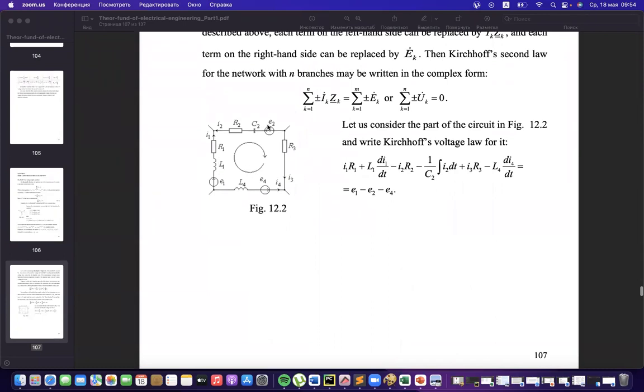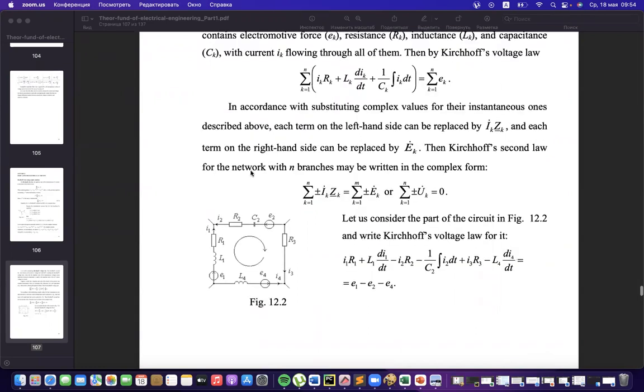Here, for example, in the form of a sinusoidal function, for 3 sources, you have E1, E2, E4, added depending on the direction. For 3 resistors, you have Ohm's law, IR, IR, IR, also depending on the direction. For 2 coils, you have 2 derivatives. And for the capacitor, you have an integral function.